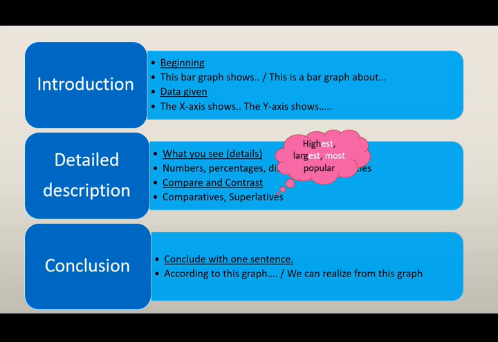To compare more than two things, you can use superlatives. They are very important, so you have to remember them well. Then the conclusion.